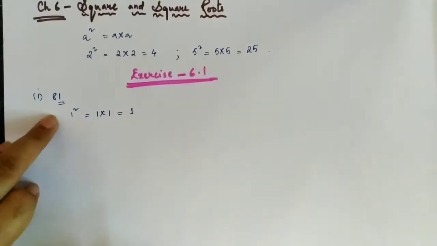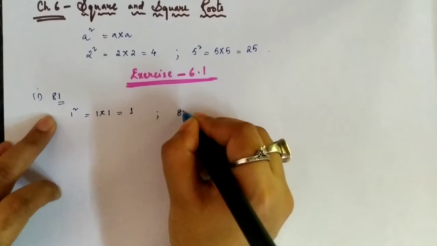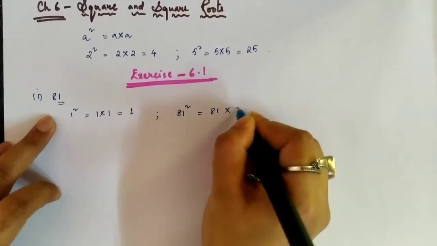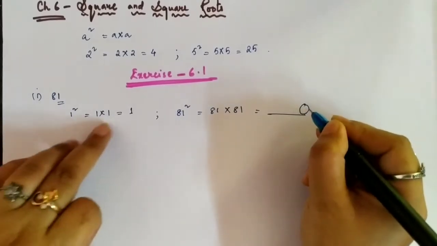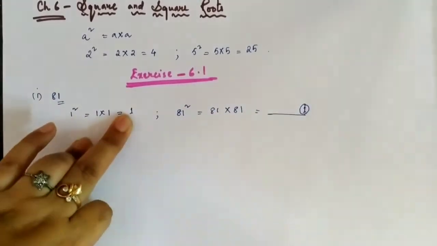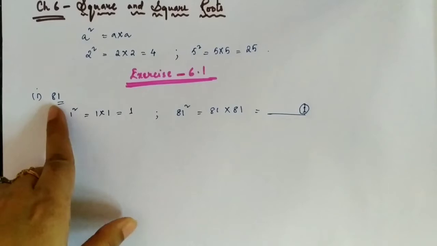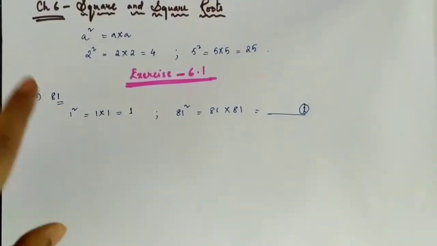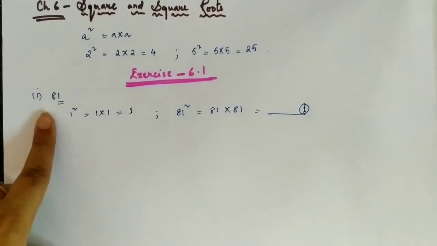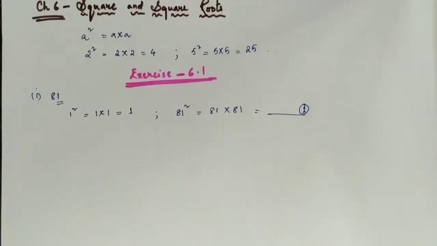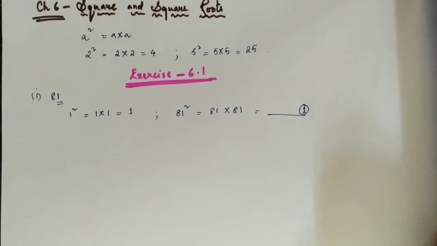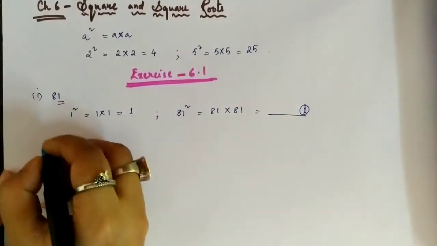Whenever I find 81 square, that is 81 into 81, it will give me a certain number where the units place digit will be 1. That is, the number will end with 1. We don't have to find the square of 81. We have to find the units place digit that will come when we find the square of this particular number. We'll write it this way. This is just for your understanding.